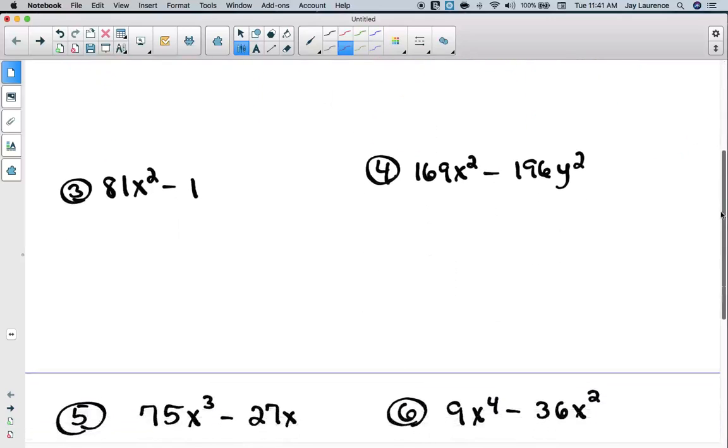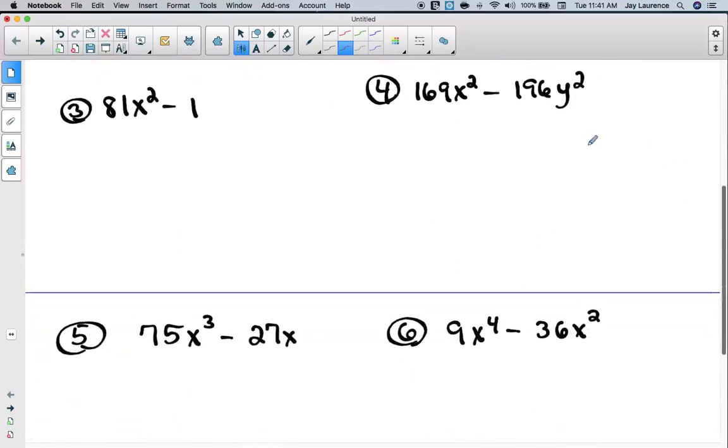All right, go ahead and try numbers 3, 4, 5, and 6 on your own. When you're ready for all of them, I will show you the solution. So pause the video and try all 4. Okay, here comes number 3. The GCF is 1, so I'm going to get a 9x plus 1 and a 9x minus 1. Yep. Perfect square minus a perfect square.